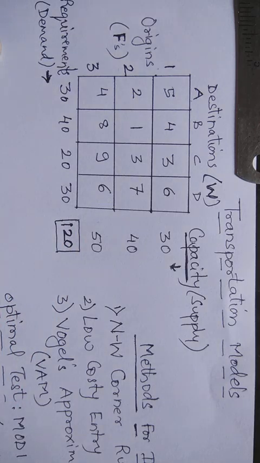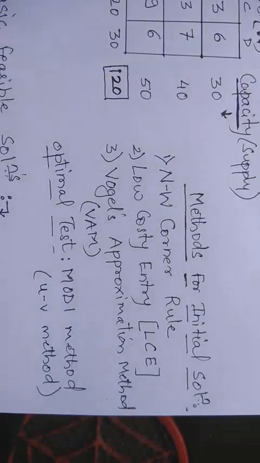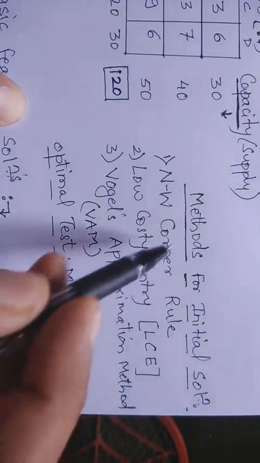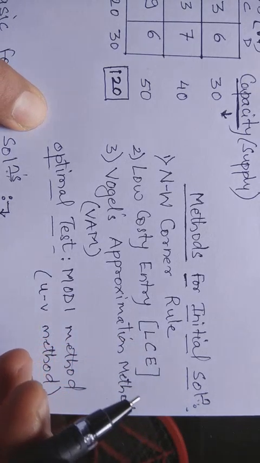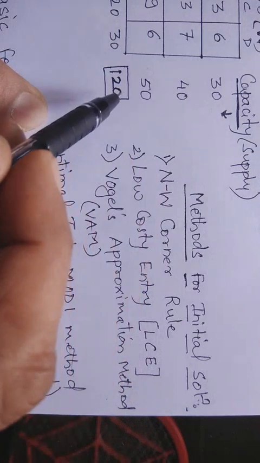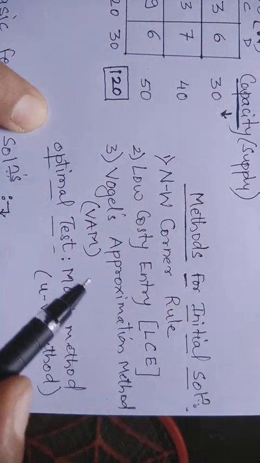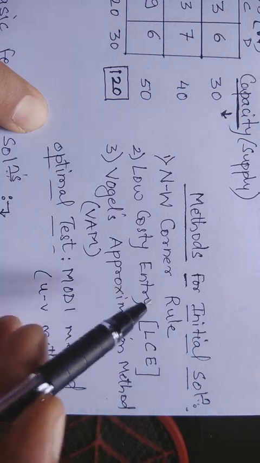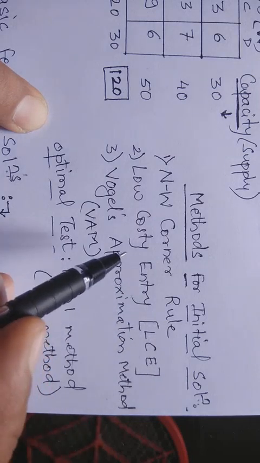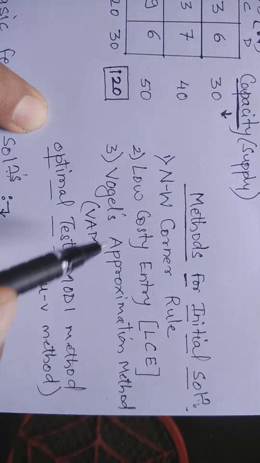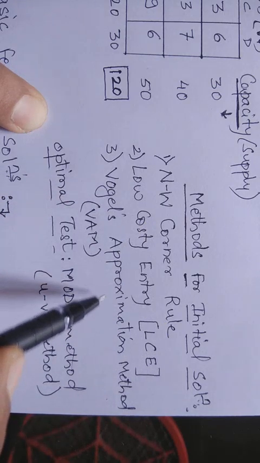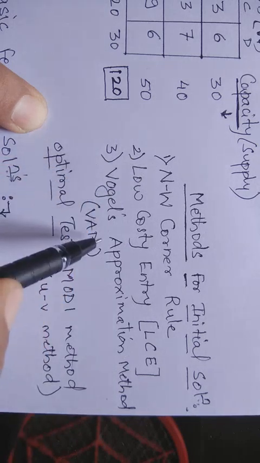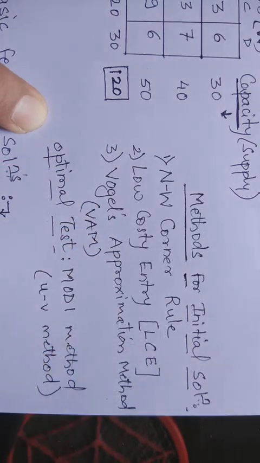Now, there are 3 methods of transportation. What are the 3 methods? Methods for initial basic feasible solution. So, the first step after checking whether the problem is balanced or not, we have to find out the initial basic feasible solution. The initial basic feasible solution can be found out by the northwest corner method or least cost entry method or Vogel's approximation method. 3 methods are there for finding out the initial basic feasible solution.